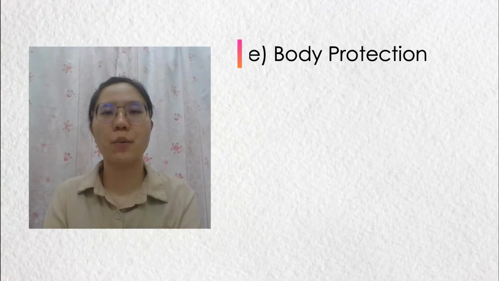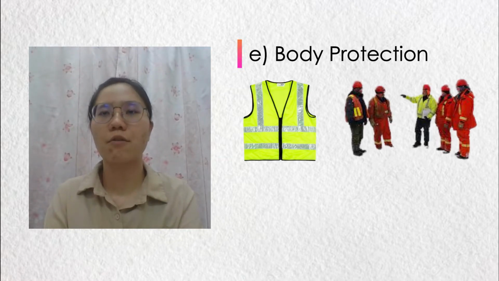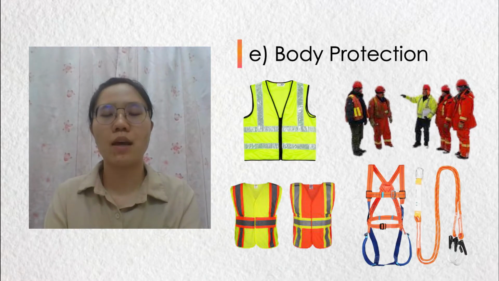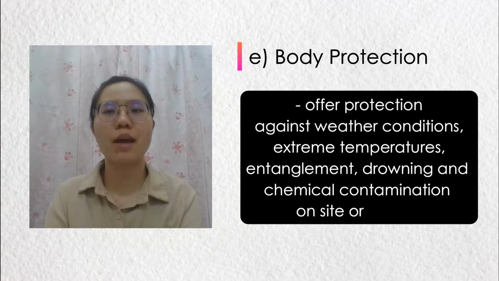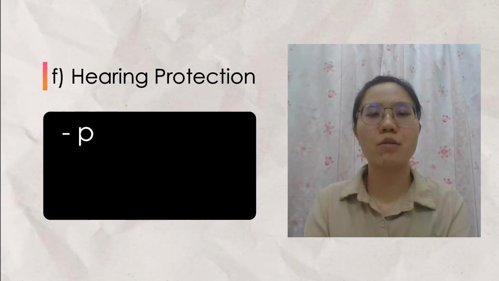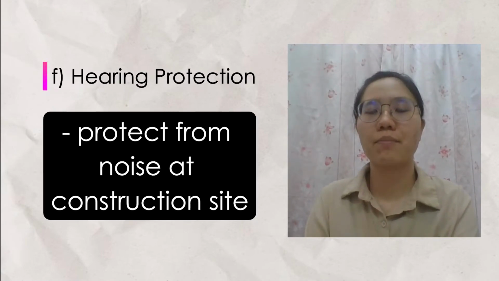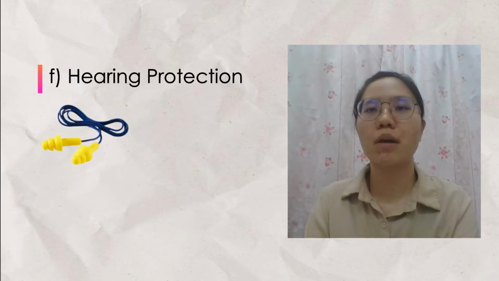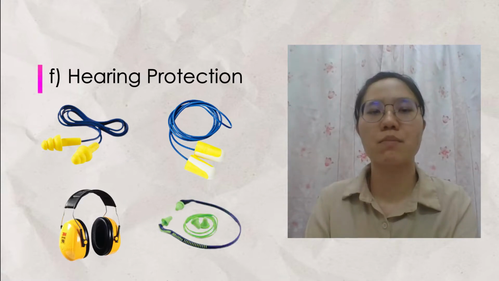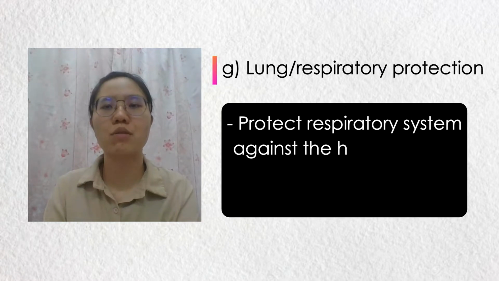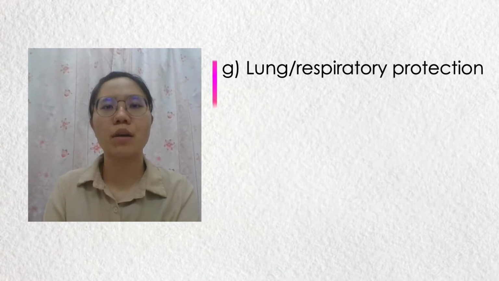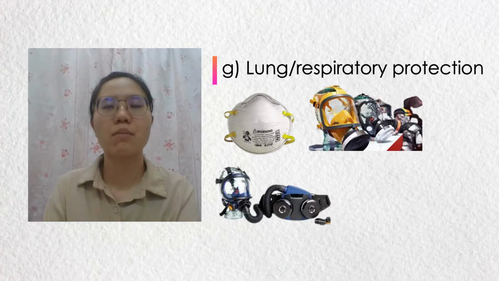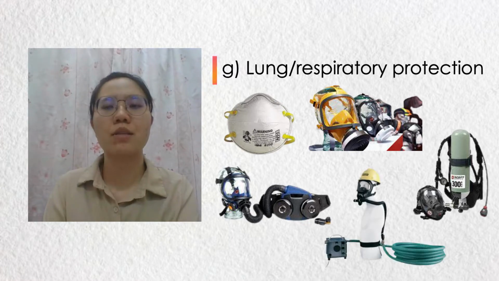Furthermore, body protection equipment such as safety jackets, clothing for specific weather conditions, high visibility, and safety harness. These equipments are used to offer protection against weather conditions, extreme temperatures, endangerment, drowning, and chemical contamination on sites or insects. Next, hearing protection is used to protect workers from noise hazards on site. The types of hearing protection include pre-mould earplugs, foam earplugs, earmuffs, and hearing bands. Furthermore, lung or respiratory protection is used to protect the respiratory system against hazards such as dust, harmful gases, vapors and mist. For example, the equipment are dust mask respirators, power-assisted respirators, self-contained breathing apparatus, and fresh air hose.